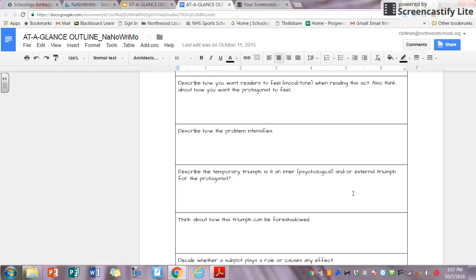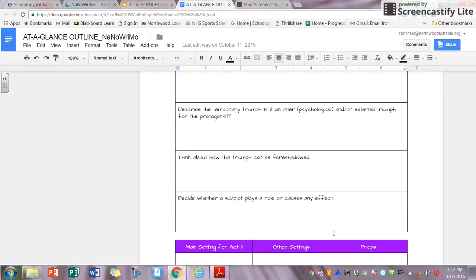What is the problem and how is it intensifying? Is there some sort of temporary triumph, whether psychological or exterior? And think about whether or not you want to have a subplot play a role in your story. So do you want kind of a secondary story? It might also have to do with the main character, or it might have something to do with one of your supporting characters that is happening on the side.